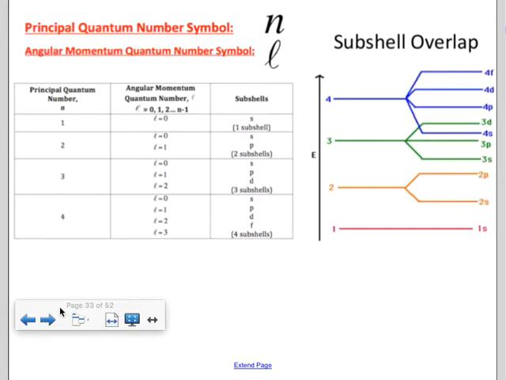Now, I like this diagram because it goes from 3s to 3p, and then you drop down to row number 4, where you have potassium and calcium, and then it goes to 3d. So there are some sublevels that have higher energies than others.